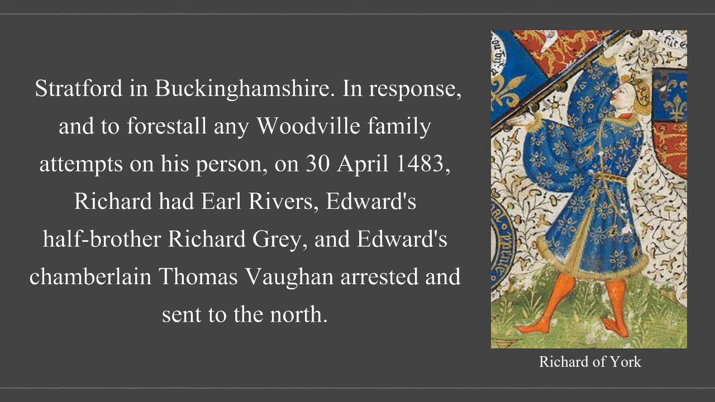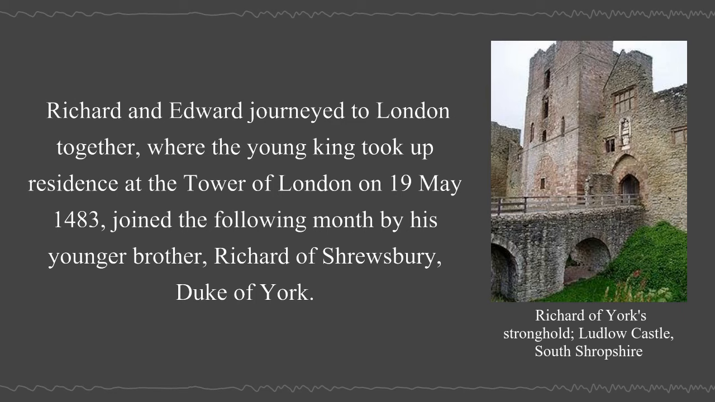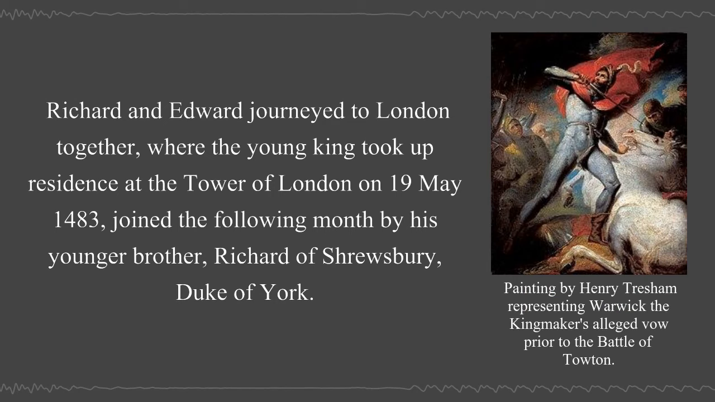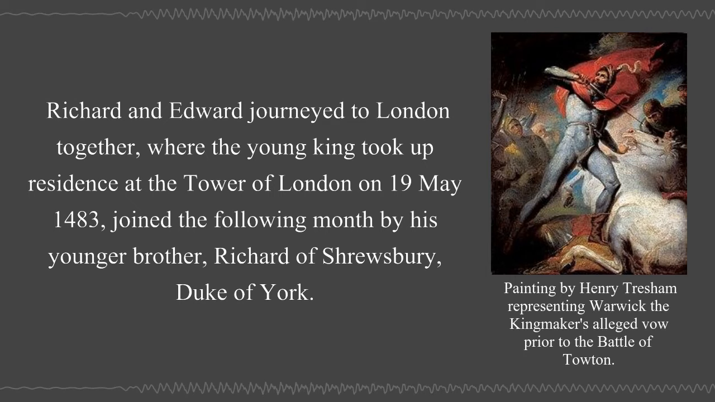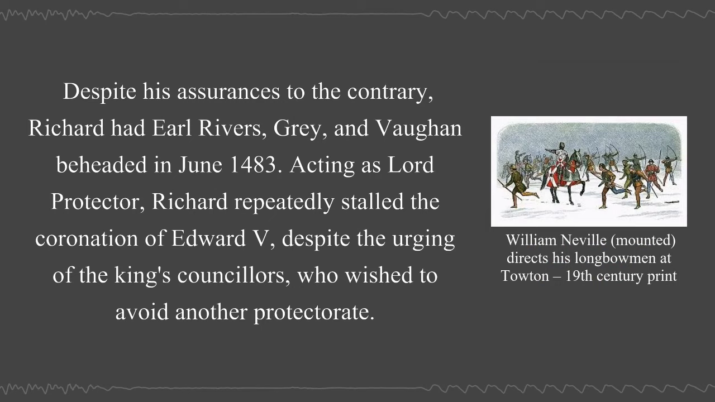In response, and to forestall any Woodville family attempts on his person, on 30 April 1483, Richard had Earl Rivers, Edward's half-brother Richard Grey, and Edward's chamberlain Thomas Vaughan arrested and sent to the north. Richard and Edward journeyed to London together, where the young king took up residence at the Tower of London on 19 May 1483, joined the following month by his younger brother, Richard of Shrewsbury, Duke of York. Despite his assurances to the contrary, Richard had Earl Rivers, Grey, and Vaughan beheaded in June 1483.